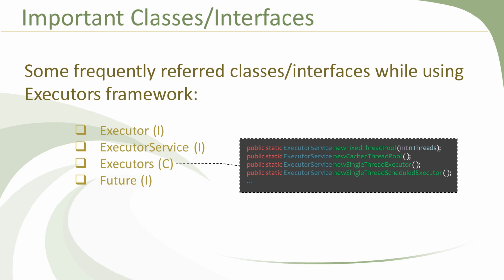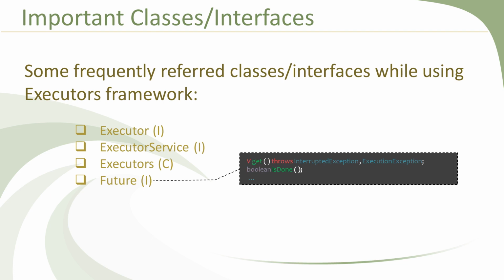The last entity in the list on this slide is the Future interface. Whenever you submit a callable for execution, the executor service returns you an instance of Future. You can call the get method on this Future instance to get the value returned by your callable task. The call on this get method gets blocked till the task has run to completion and has returned the value. Future also provides the isDone method for checking if the task has run to completion as yet or not.